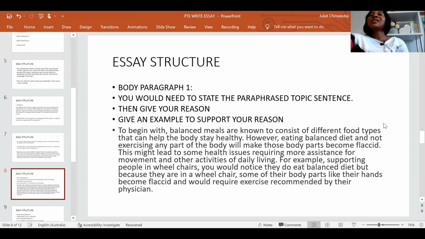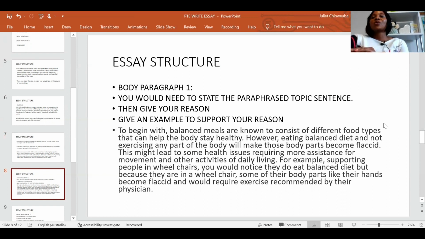So I said you need to state the paraphrased topic sentence. Here you can see me say, "To begin with." Sometimes you can use "firstly," but I think recently English speakers say it's not so good to use "firstly." It's better to start with "to begin with," "to start with," or "to commence with," those kinds of words, than "firstly."